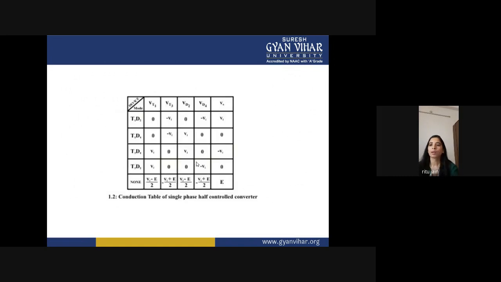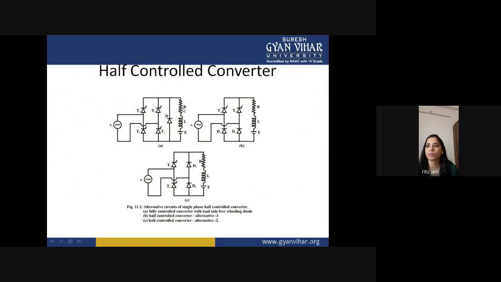You can see from this table that a single phase half controlled converter has two diodes and two SCRs. First we take T1 and D2 conducting. When T1 and D2 are conducting, the current flows from T1 to the load and then through D2. The voltage across the SCR and diode will be zero, and you will get the output voltage and output current.